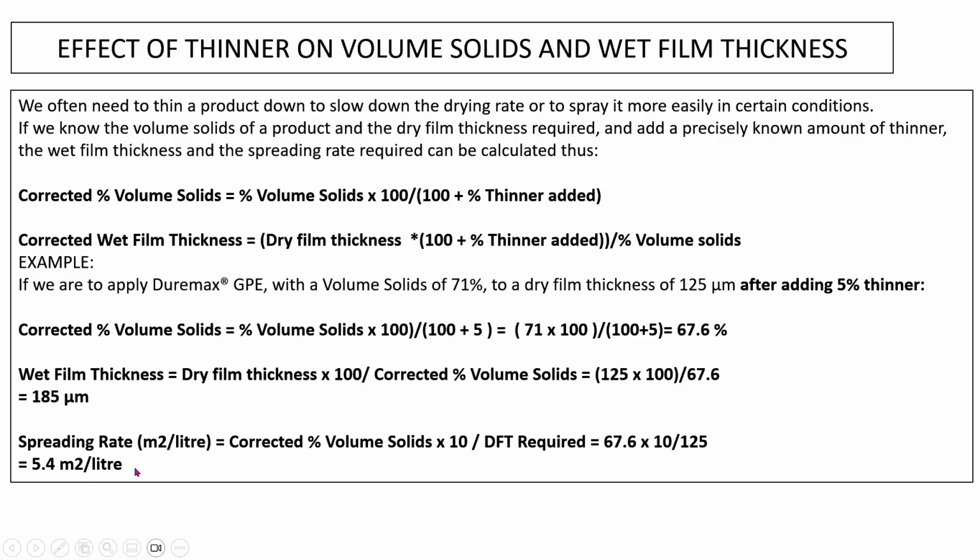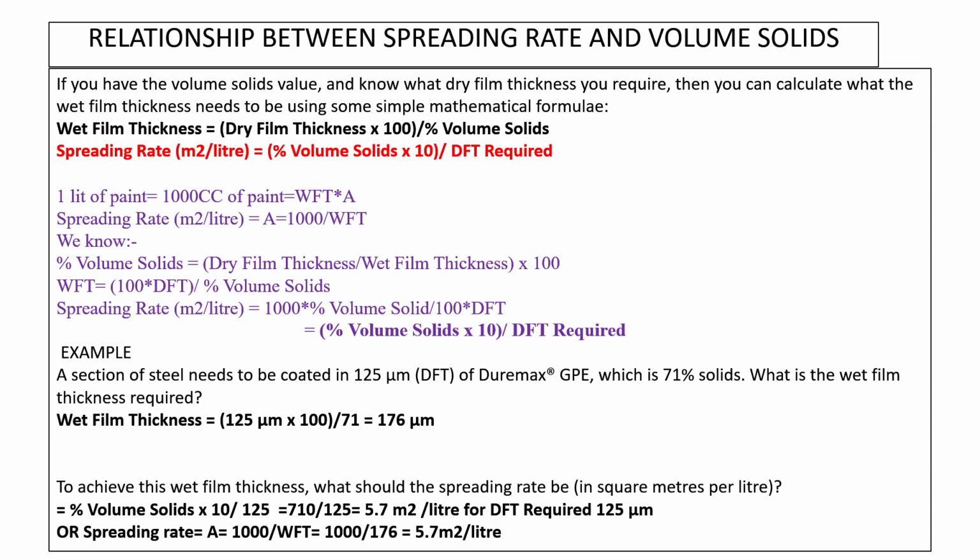This is the formula. And spreading area will be how much? Corrected volume of solids into 10 divided by DFT, that formula we have already mentioned. Your corrected volume solid is 67.6 into 10 divided by 125. That is 5.4 meter square per liter. If you add the thinner, earlier it was 5.7. Coverage area was more, now your coverage area has come down.